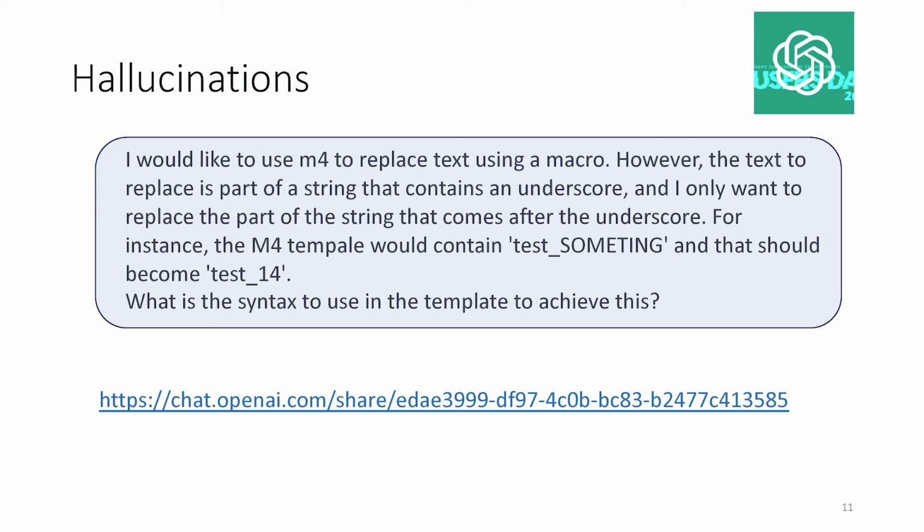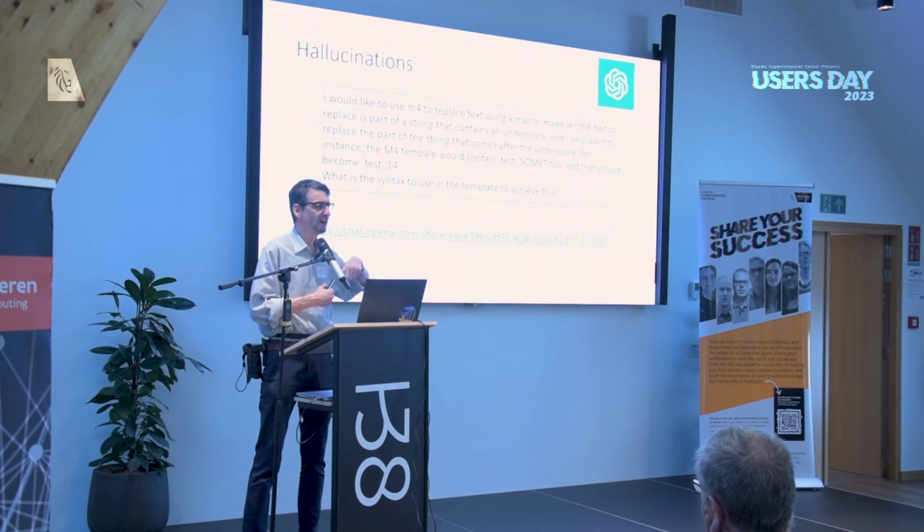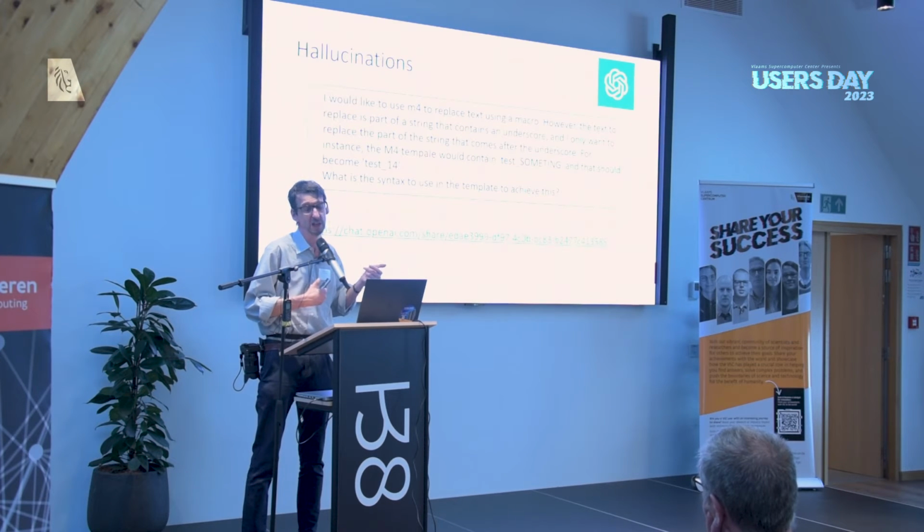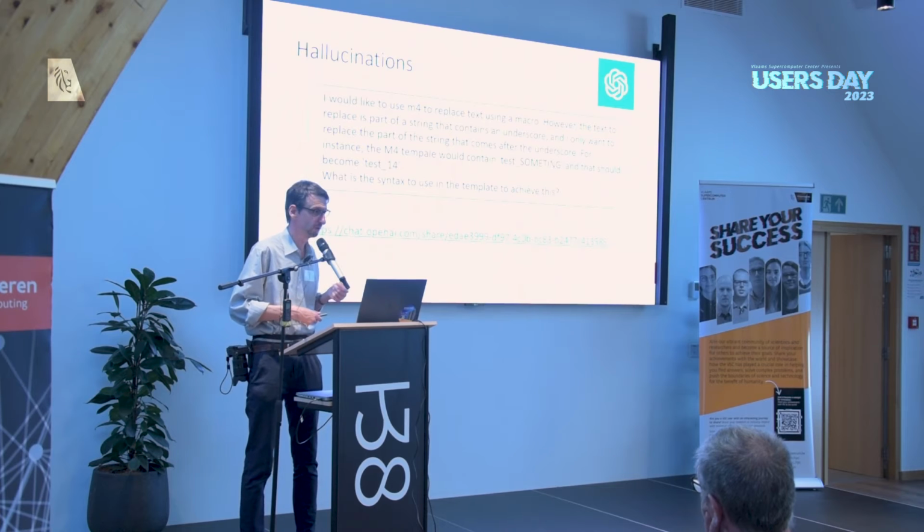Of course there is the concept of hallucinations, which you might have heard about already. So I asked ChatGPT about the M4 macroprocessor. If you Google that, there is not that much information out there. And what I wanted was some substitution mechanism for strings, which was not entirely trivial. It really wasn't rocket science, but it was not entirely trivial.